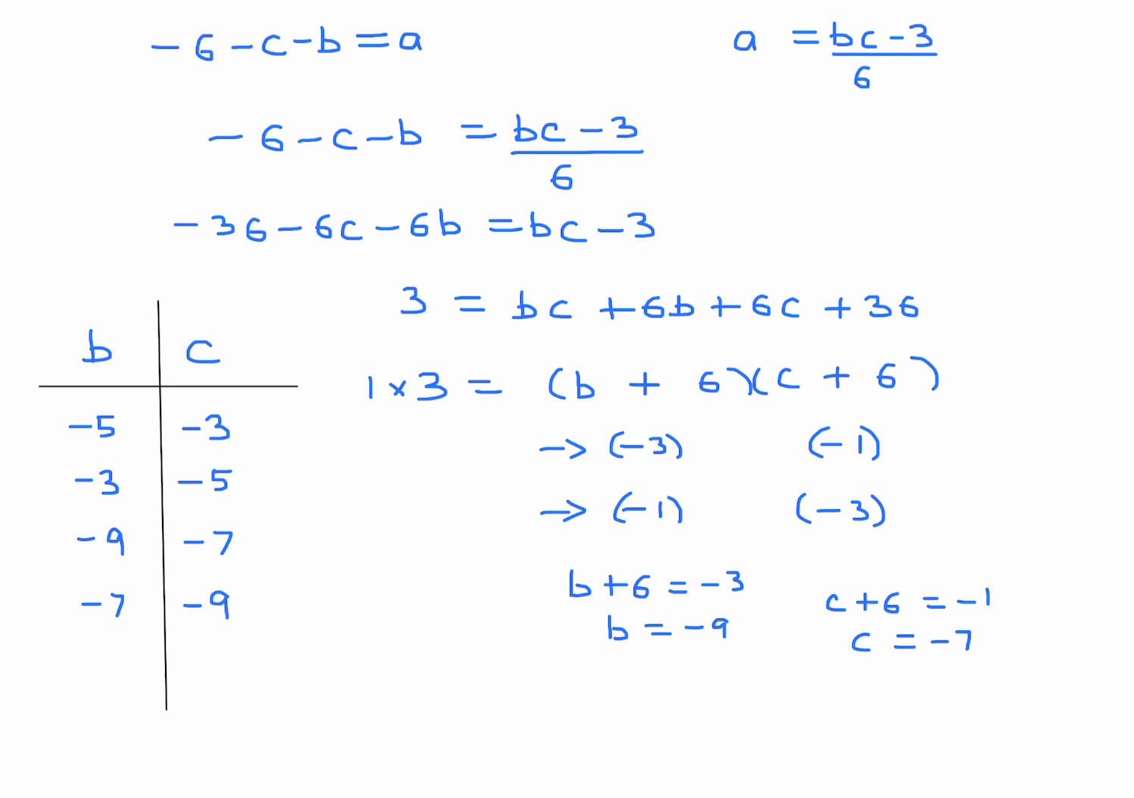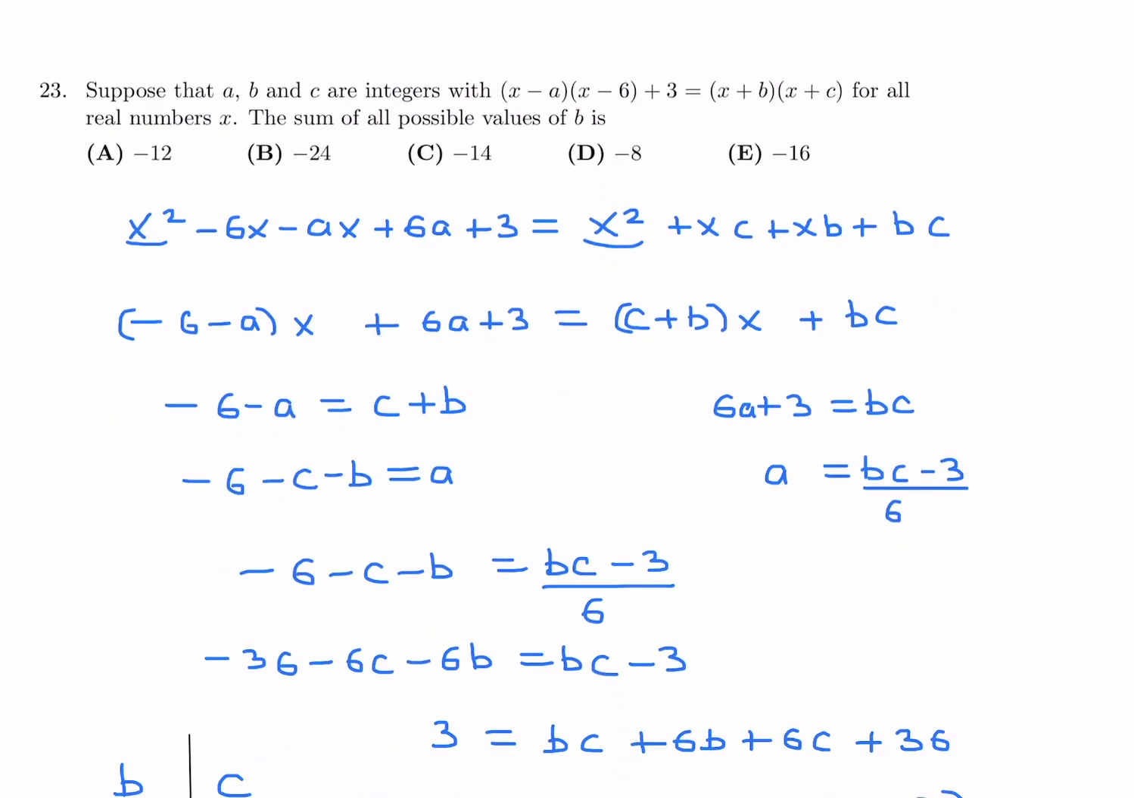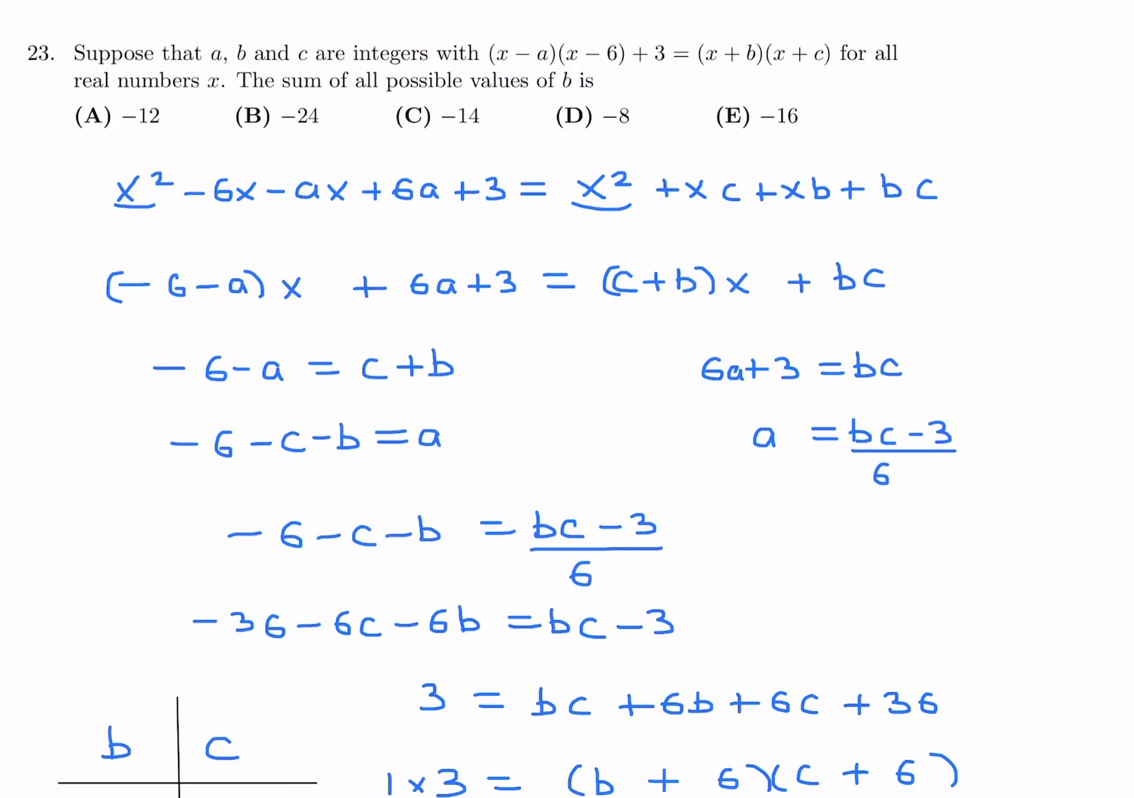So the question asks you to add up all the possible values of b. These are all the possible values of b, so let's add them up. And when you do, you get minus 5, minus 3, minus 9, minus 7. That is minus 16, minus 8, minus 24 is the sum. So the answer to number 23 is B.